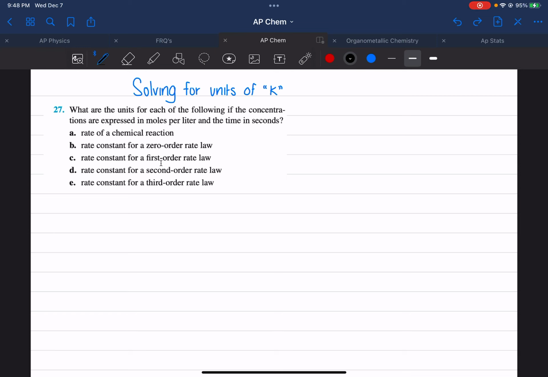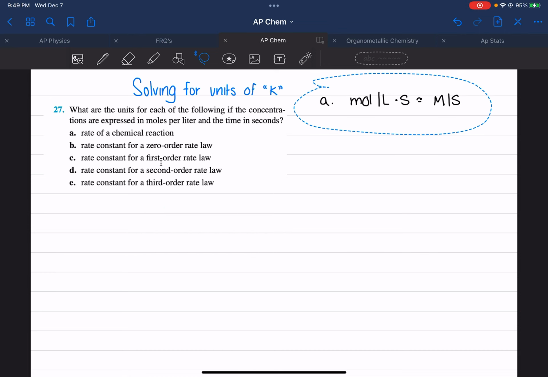So the first is A, the rate of a chemical reaction. In order to solve for the rate of a chemical reaction, the units for rate are always moles per liter times second. This is the same as molarity over second, as molarity is moles per liter. I'm not going to erase this, but I'll just keep it right here.